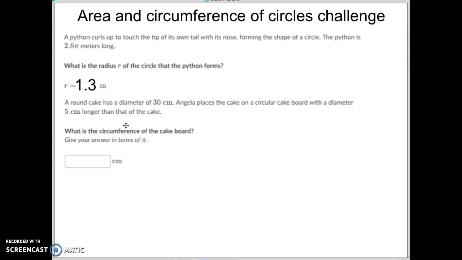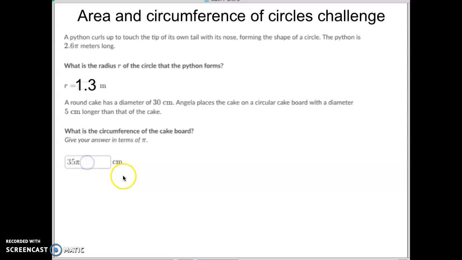A round cake has a diameter of 30 centimeters. Angela places the cake on a circular cardboard with a diameter that's 5 centimeters longer than the cake. If this one is 30 centimeters, then we know that the circumference of that circle would just be 30 times pi, correct? And if this one's 5 centimeters longer in diameter, well, what's 5 centimeters more than 30? 35, right?